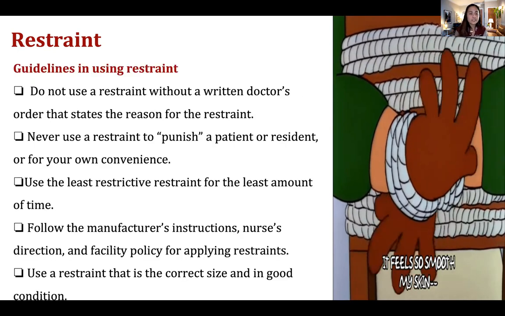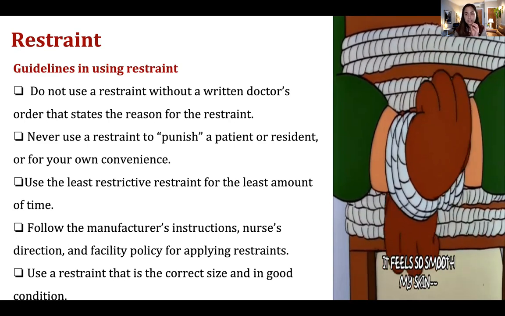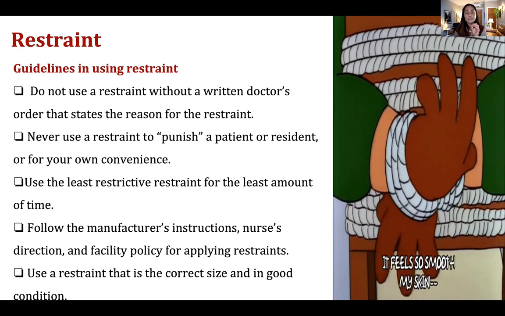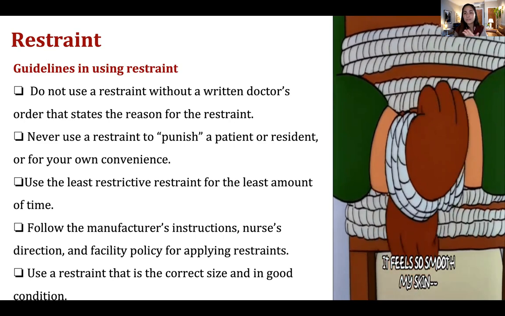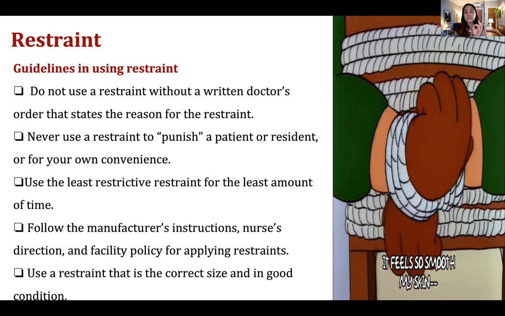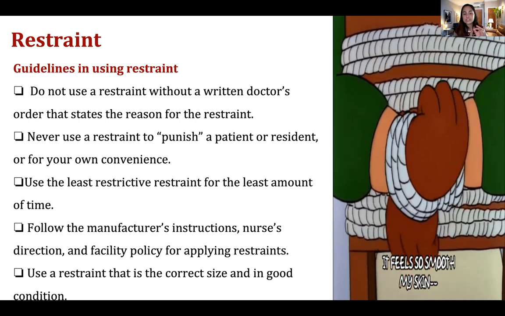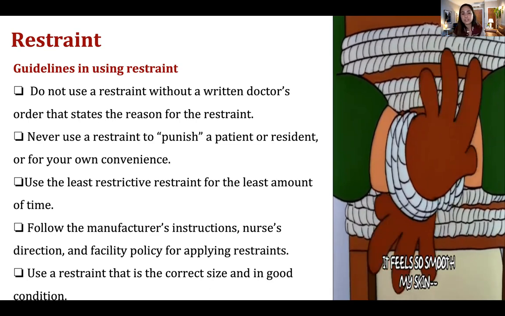So what are the guidelines in using restraints? Do not use a restraint without a written doctor's order. You should make sure that there's a doctor's order. It is a legal issue, that's why we need to secure a doctor's order. Never use a restraint to punish a patient, like when you want the patient to shut their mouth. It's not allowed. Only the indications we already discussed should be considered. Use the least restrictive restraint for the least amount of time. Every 2 hours, you need to release the restraint to make sure there will be no nerve damage or injury on the restrained part of the body.